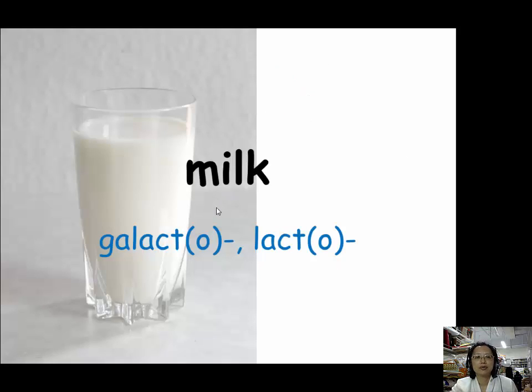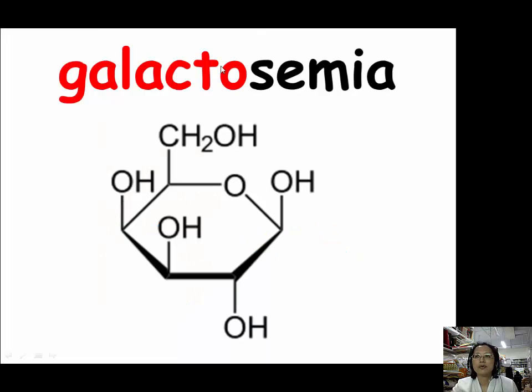For milk, we have these two prefixes to use, galacto or lacto. Let's see our examples. For galacto, our example is galactosemia. In this picture, this is the structure of galactose. Galactosemia is a genetic metabolic disorder characterized by an inability to metabolize galactose properly.